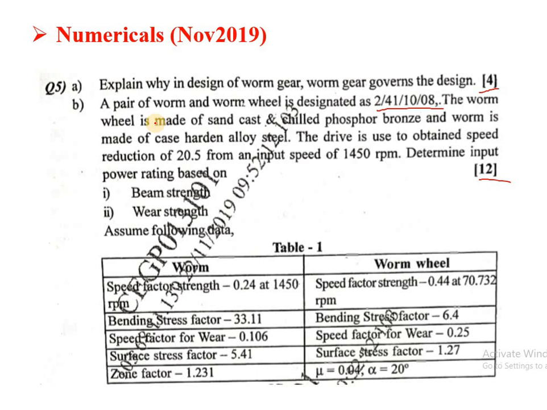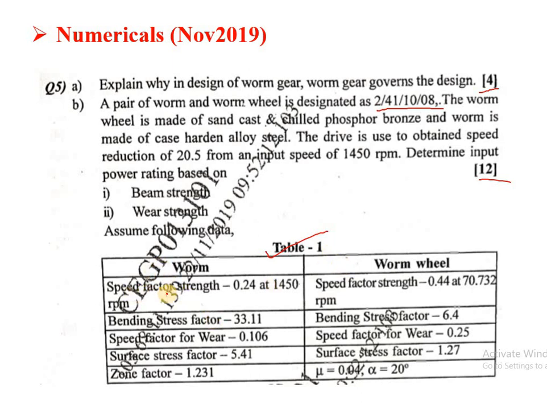Assume the following data. So this table is given in the question paper also. If suppose this is not given, then you are supposed to refer to the tables and charts which I have already given in my 4th video for the design procedure. But normally in the question paper, these values are given directly.